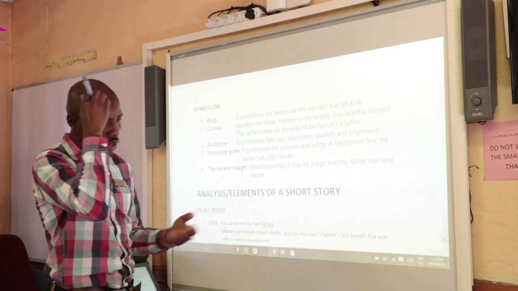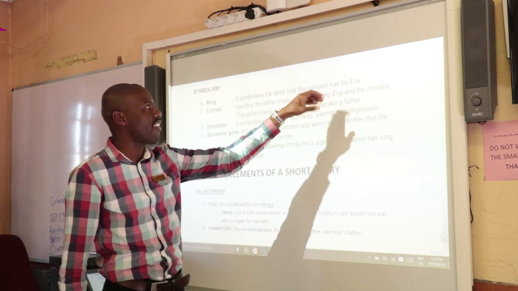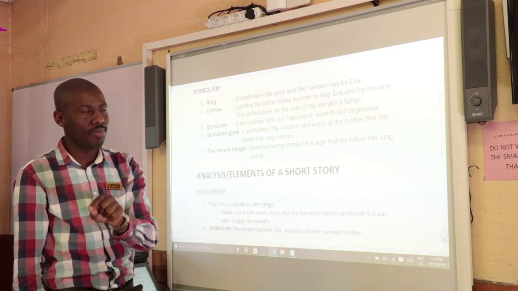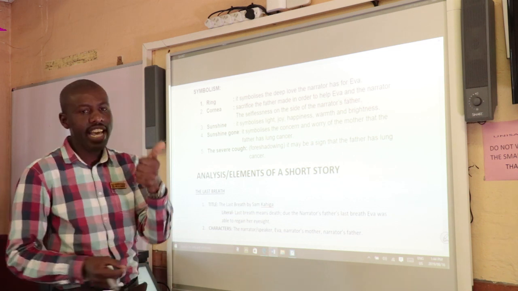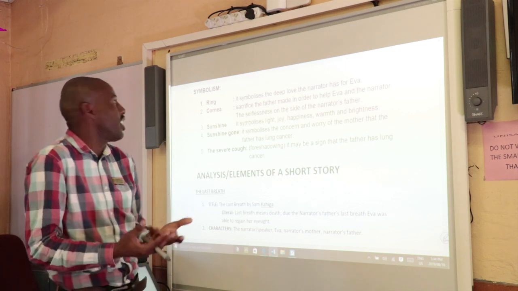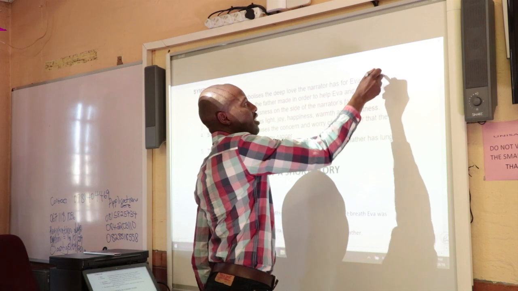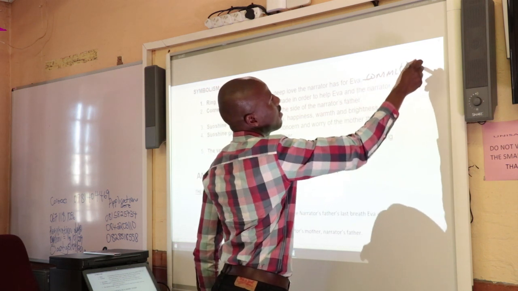Symbolism: what do the following symbolize? One, the ring. It symbolizes the deep love the narrator has for Eva. Although it is a copper ring and it is cheap, it's the thought that counts. It's not the money that you have. So buying and giving her the ring symbolizes that "I love you, I'm committed." It symbolizes commitment. "I am committed, I want us."